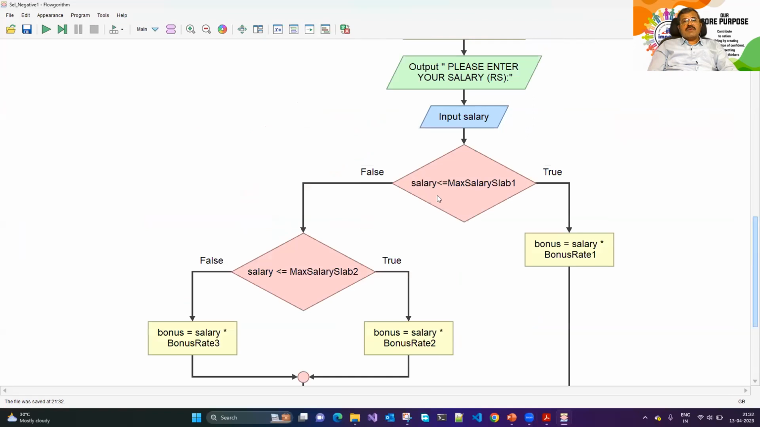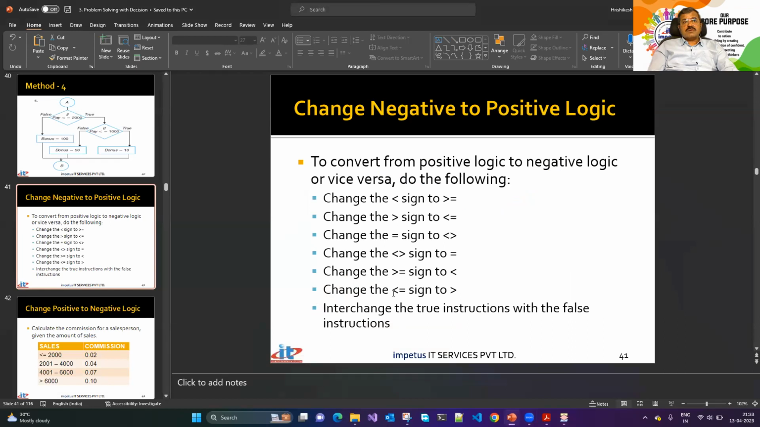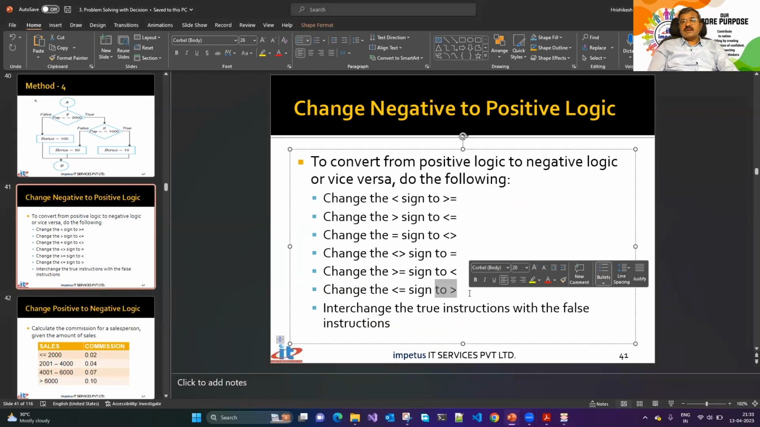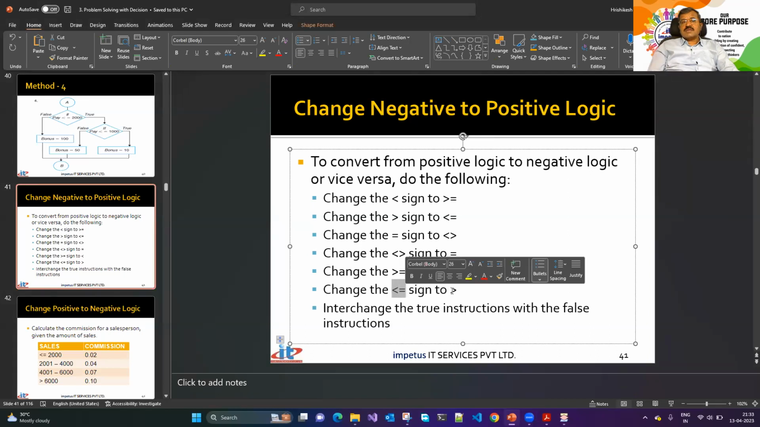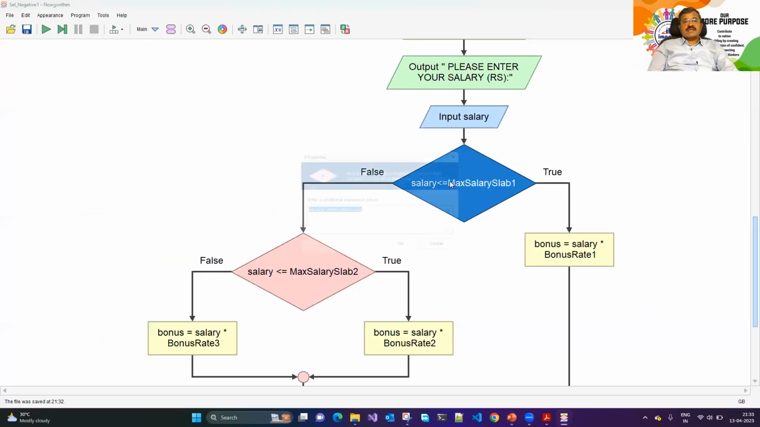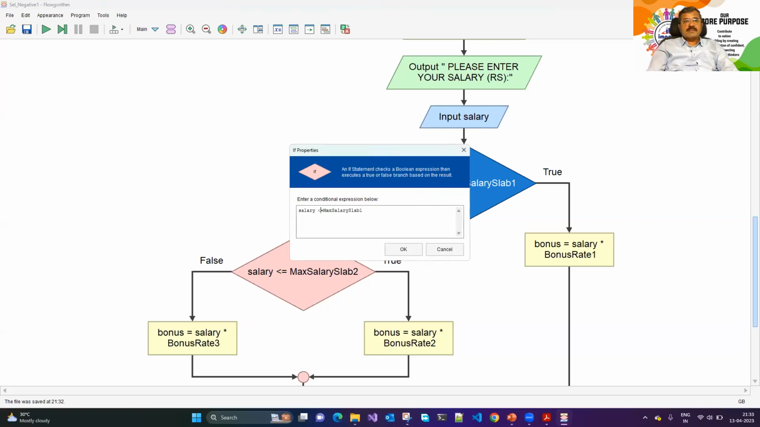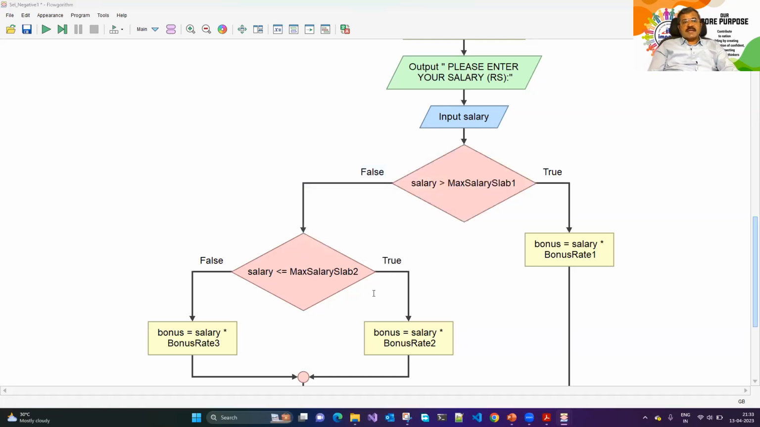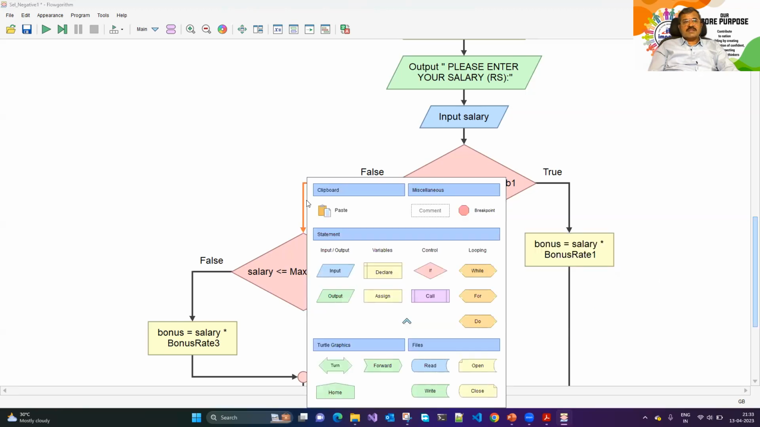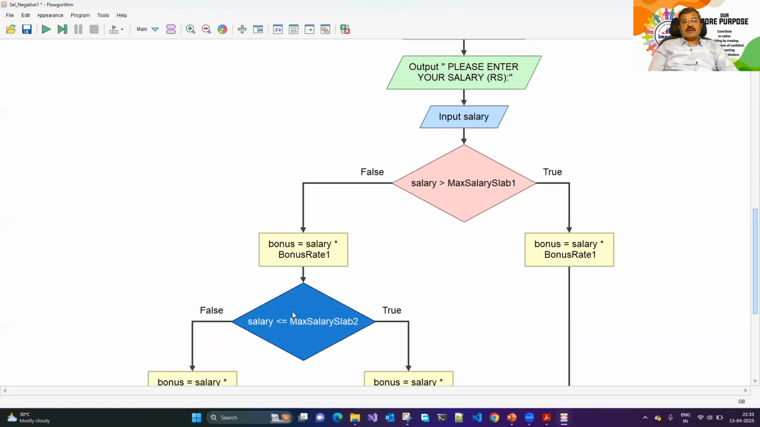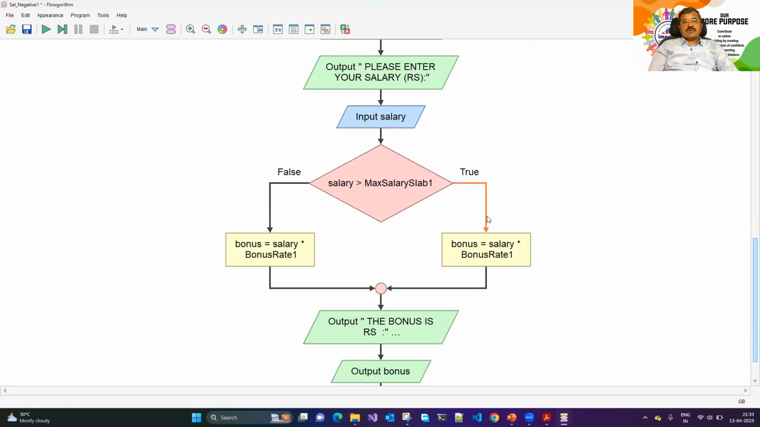What did it say? Where you have condition as less than equal to, the less than equal to should be changed to greater than. Can you see that? Less than equal to should be changed to greater than. So ये जो less than equal to है, I'll change it to greater than. First. Second, it says interchange the true instruction with the false instruction. That means this instruction that we have over here will be placed here. And this instruction that we have over here will be placed this side.